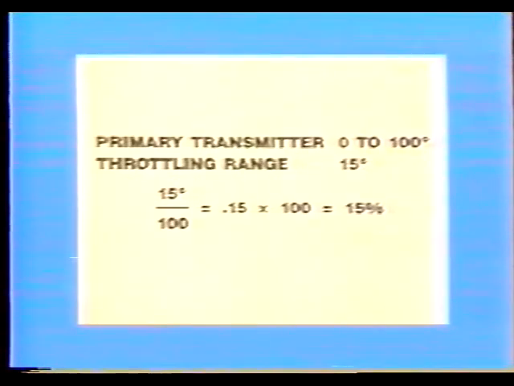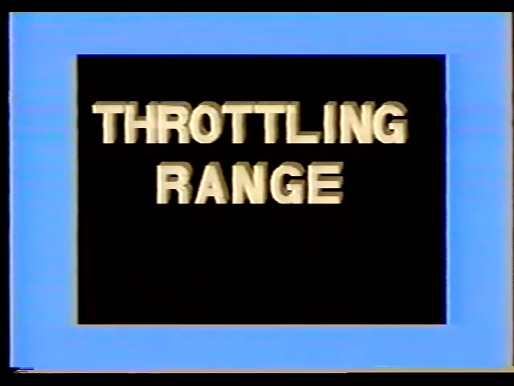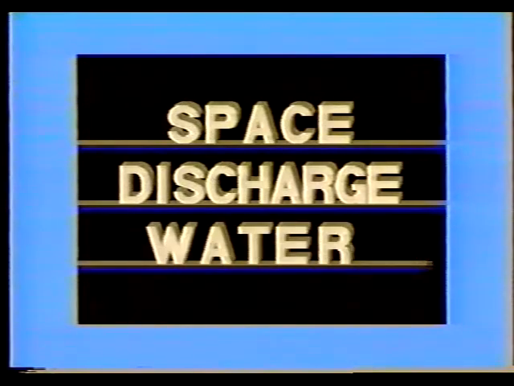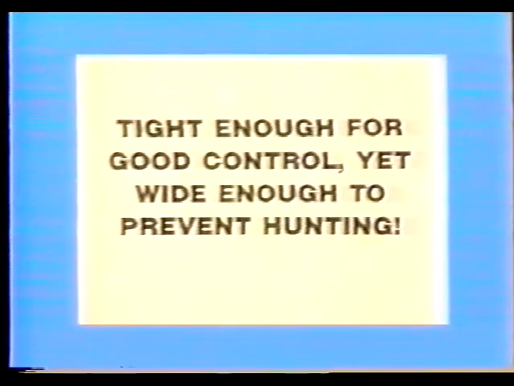For example, if we're using the 0 to 100 degree primary transmitter and a 15 degree throttling range, the formula is 15 divided by 100, which equals 0.15 times 100 and yields a 15% throttling range. The throttling range is determined by the application being controlled. For instance, space temperature versus the discharge temperature of a hot deck or cold deck, or the temperature of chilled water. The old adage of tight enough for good control, yet wide enough to prevent hunting, still applies.